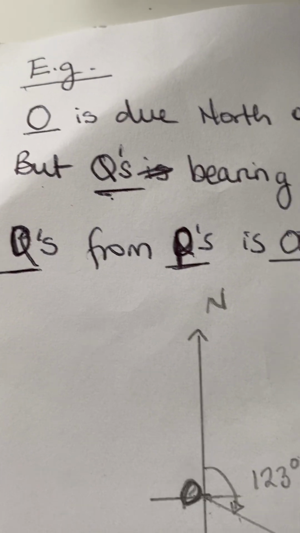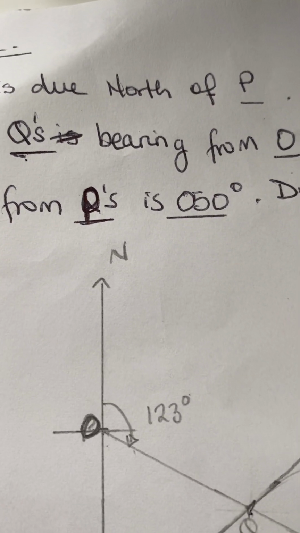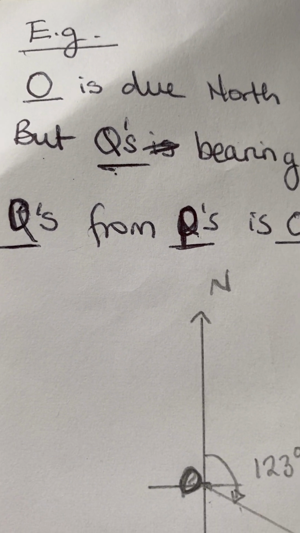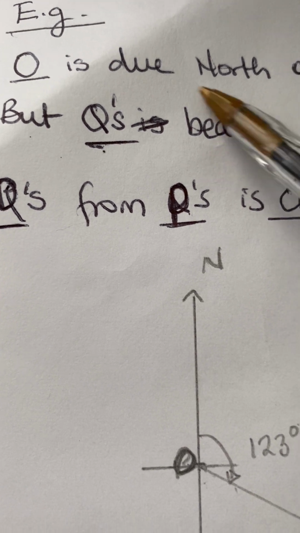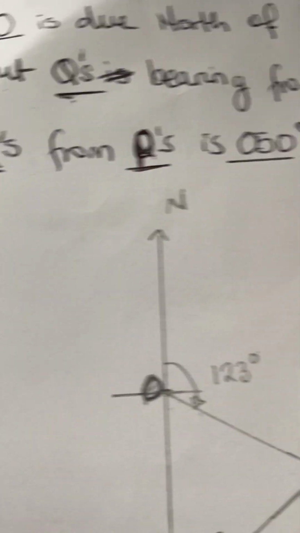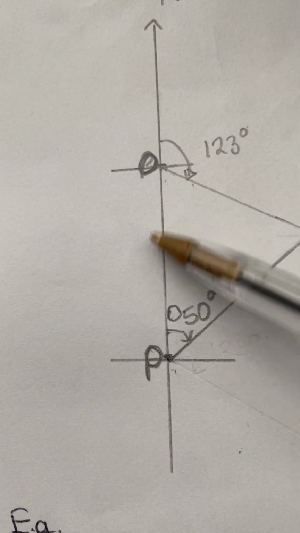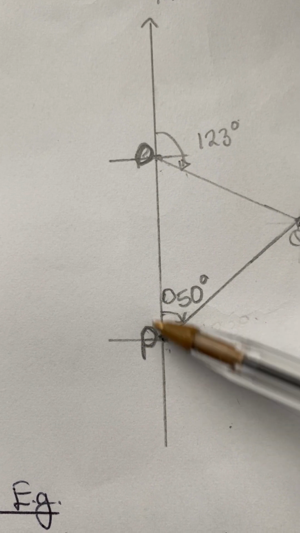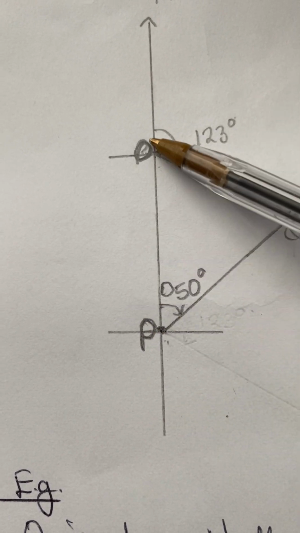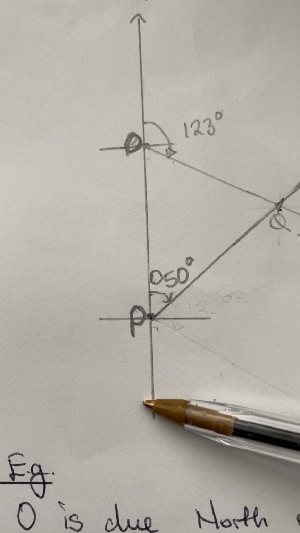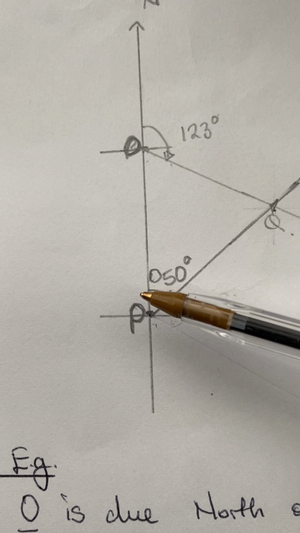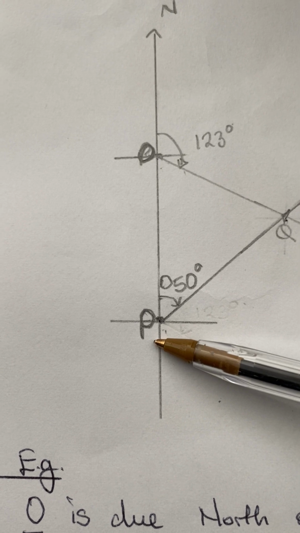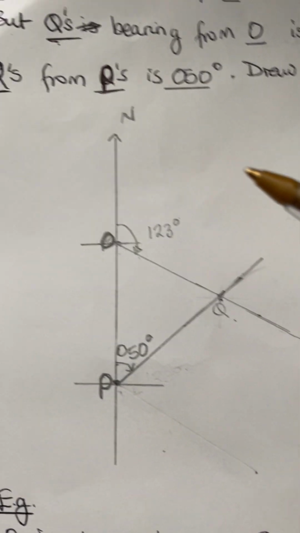O is due north of P. So let's do it line by line. O is due north of P. So that is O and that is P. O is north of P. As you can see, I've drawn a straight line and then I've put O in the north of P. That is the first line.